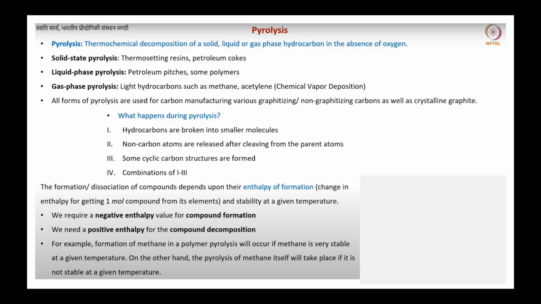Gas phase pyrolysis is done for hydrocarbons such as methane and acetylene, as in chemical vapor deposition. All forms of pyrolysis are used for carbon manufacturing, including graphitizing and non-graphitizing carbons, as well as crystalline graphite. So what happens during pyrolysis? The hydrocarbons are broken into smaller molecules. Non-carbon atoms are released after cleaving from parent atoms. Some cyclic carbon structures are formed. Combinations of 1 and 3 are also possible.